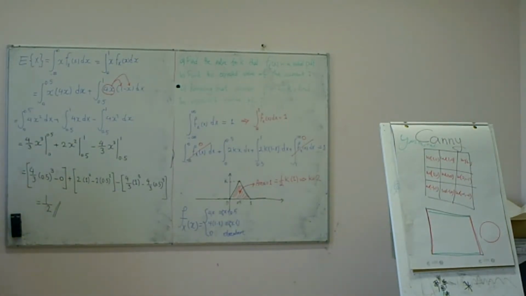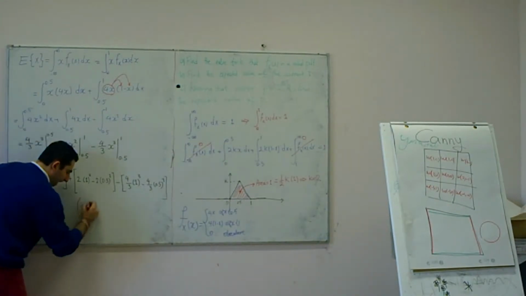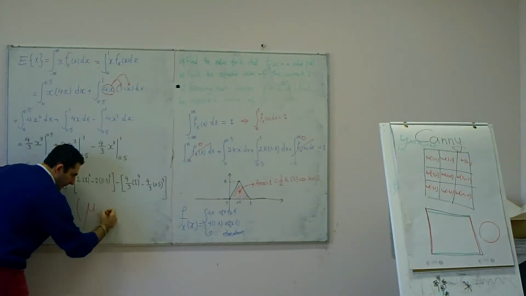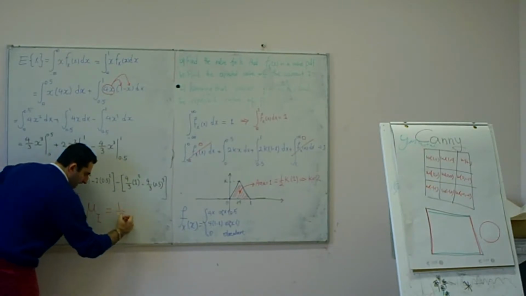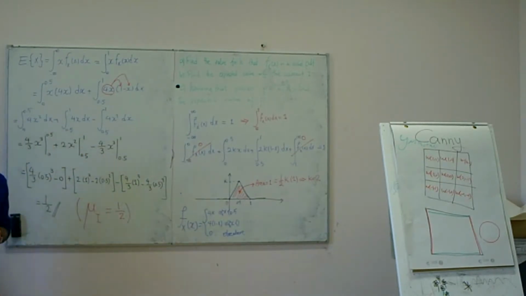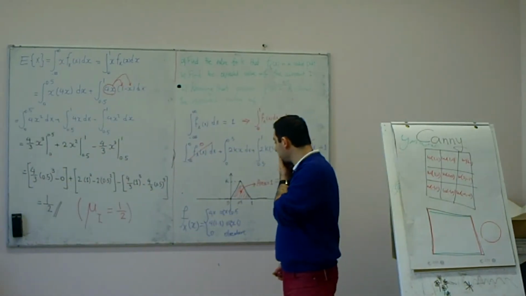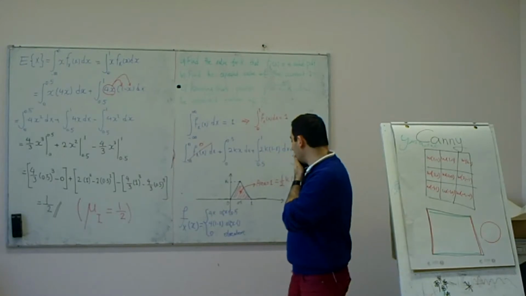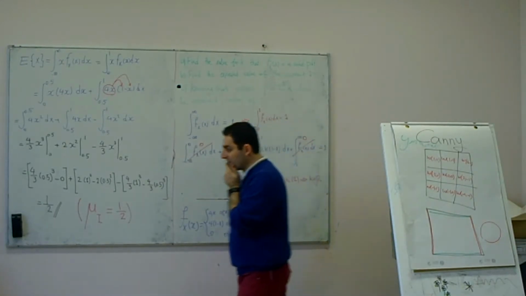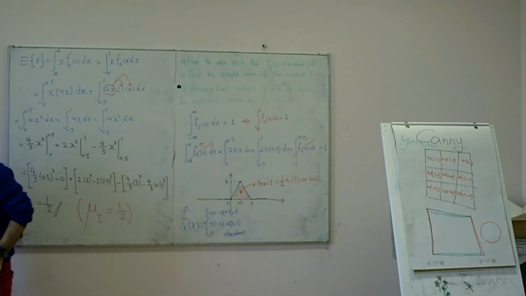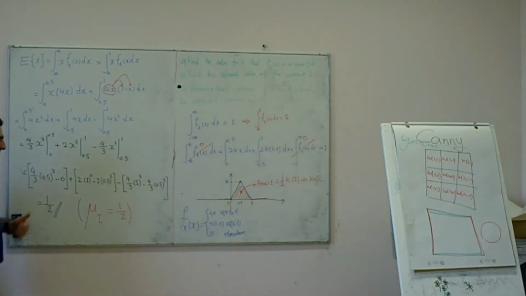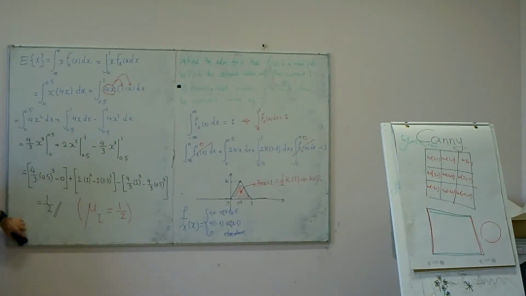So, this means that the expected value of the current is 0.5. It's 1 over 2. Now, the next part of the question asks, find the expected value of the power. The expected value of the power.